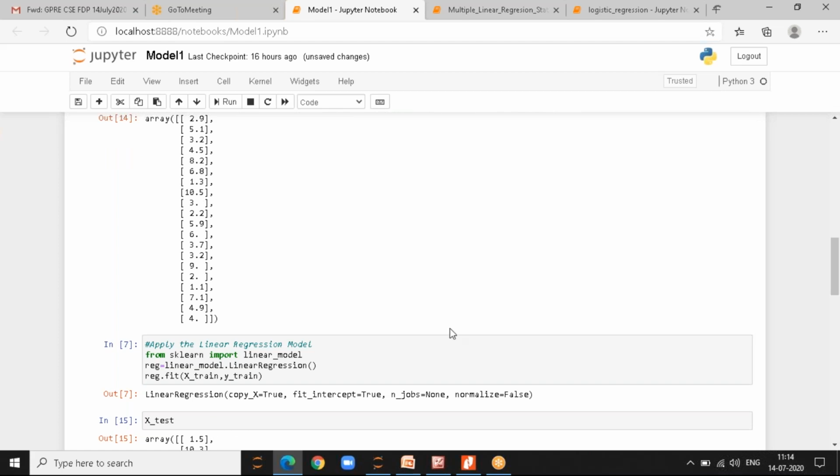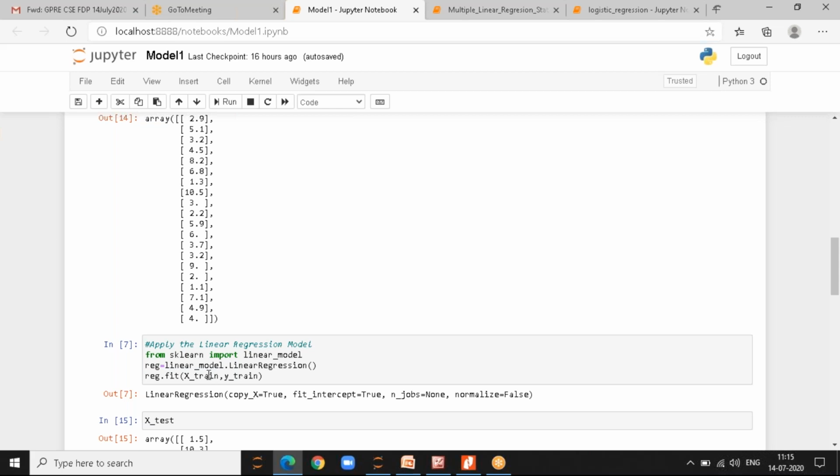Right. And afterwards we are about to apply a linear model, right? So import the class linear model. Under this class we have linear regression. It stands for simple linear regression, which can work on one input variable and which can work on the training data set, right?